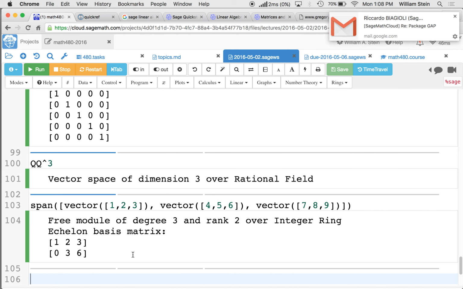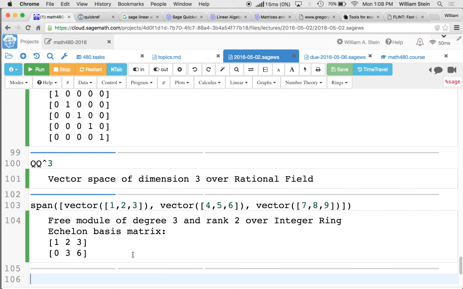A module is the same thing, except in a vector space there was a field there. There was usually the real numbers or the rational numbers or something. A module is exactly the same axioms, except you replace the field by a ring. Something where you're not necessarily allowed to divide. So an example is polynomials could be the thing that you have a module over. The module of vectors over a polynomial ring. Or in this case, over Z.